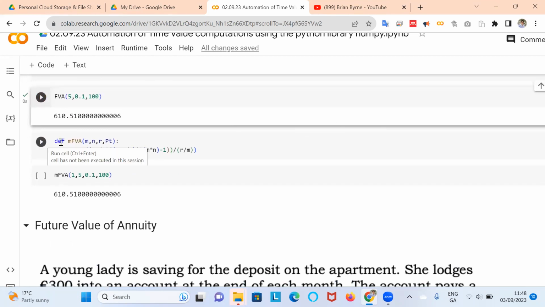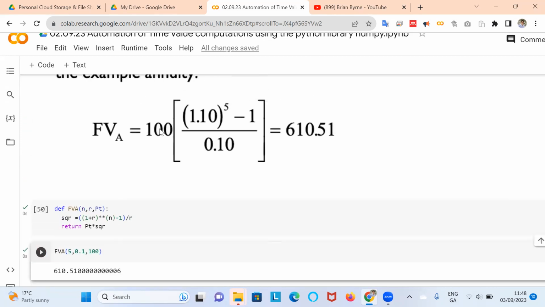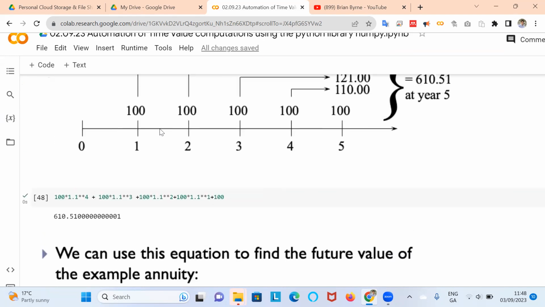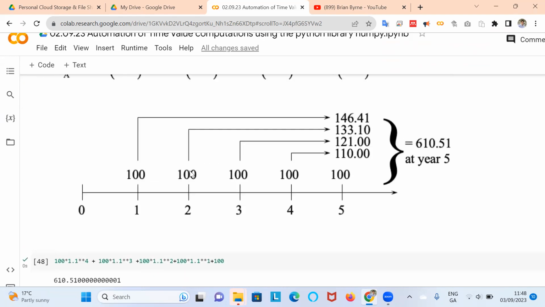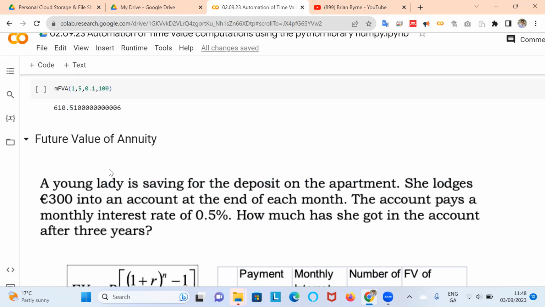Again, if we wanted to take on board here that the frequency of the money being put into the account was higher than once a year, what if it was 12 times a year? You had a monthly saving plan. Just a small adjustment here.